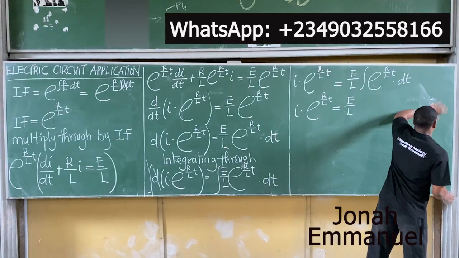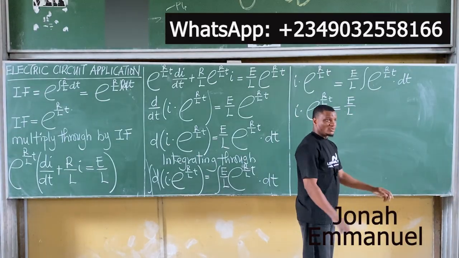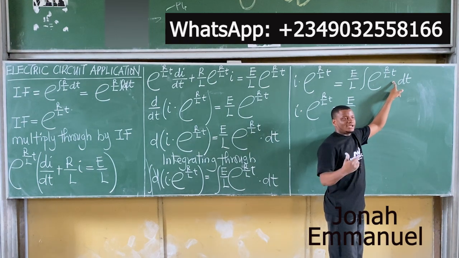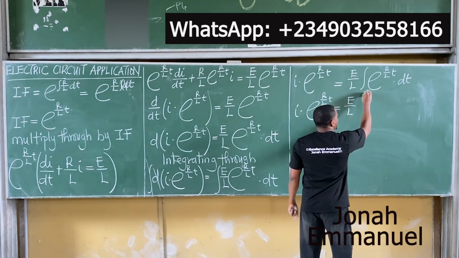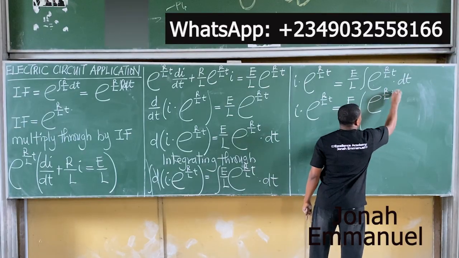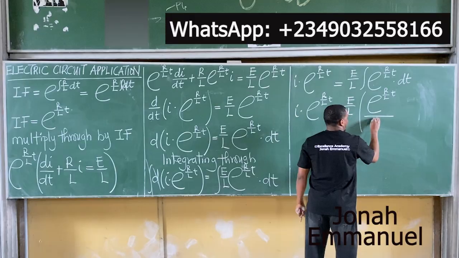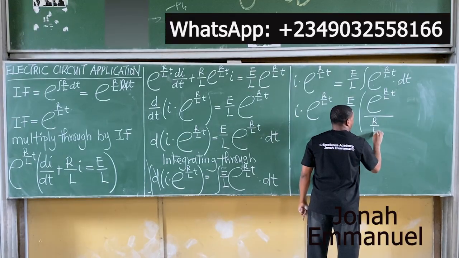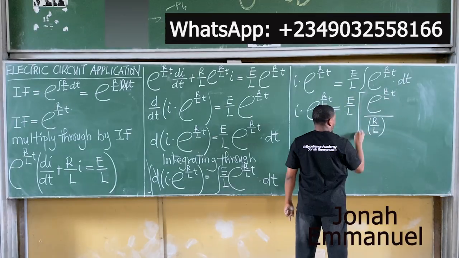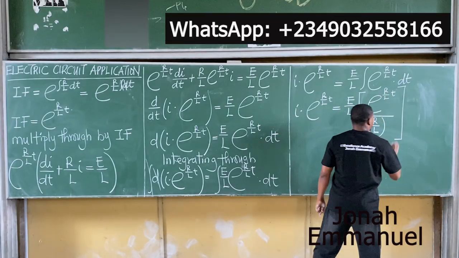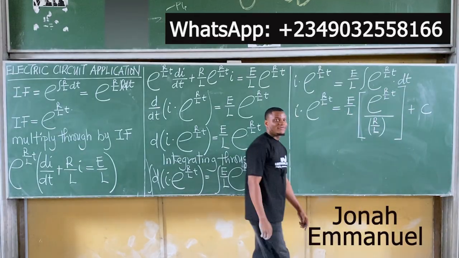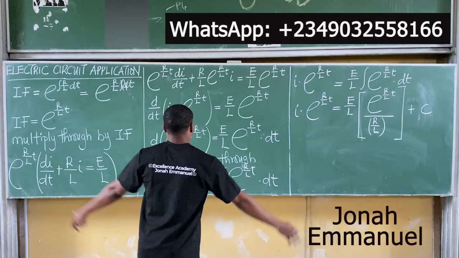So when it comes to integrating this, the idea is simple. I will differentiate the power and take it as the denominator. In essence, this looks like this: exponential R over L t all over this one here, R over L. Let me put this in a square bracket. So you have this, plus C, your constant of integration. Looks very interesting, right?